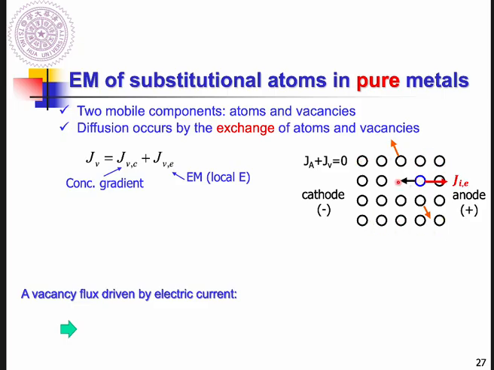Even though this atom moves to the left-hand side, any material analysis tool cannot detect this tiny concentration change in pure metals, because all of the atoms are the same, right? So it is quite difficult for us to directly measure the atomic flux for atom A. On the other hand, we probably have a chance to measure the vacancy flux.